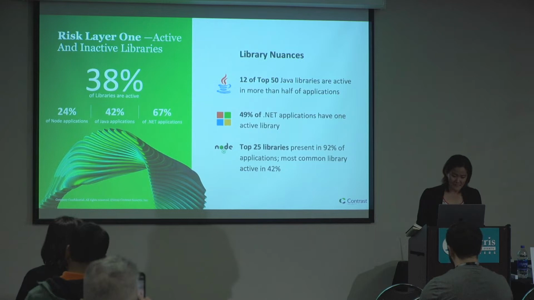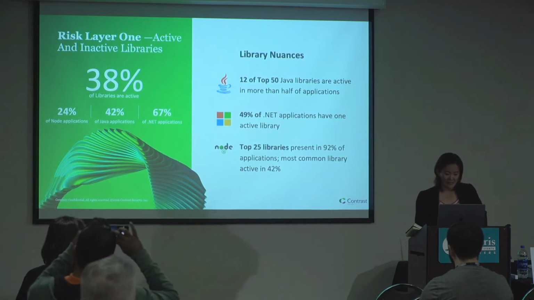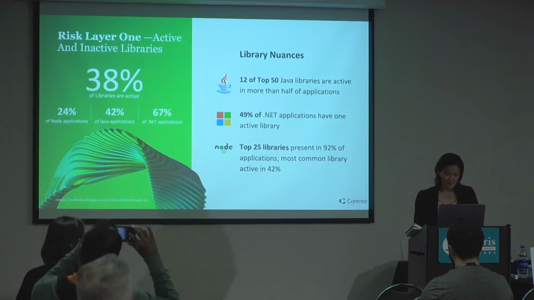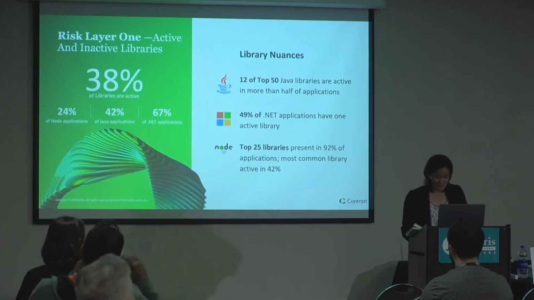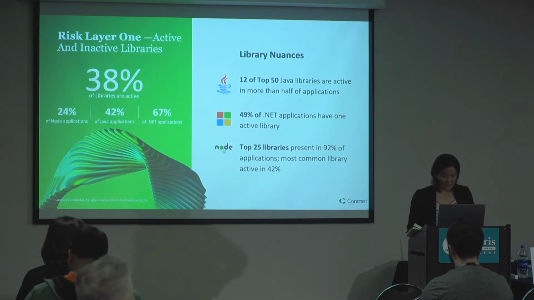49% of .NET applications have one active library, and in Node, the top 25 libraries are present in 92% of applications. All right, the most common library is active in 42%. Cool.